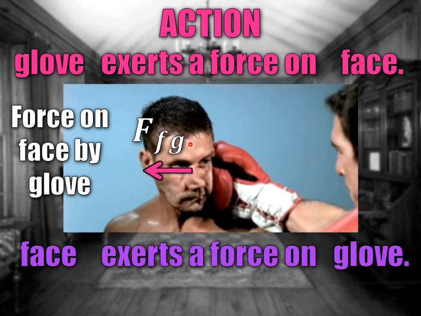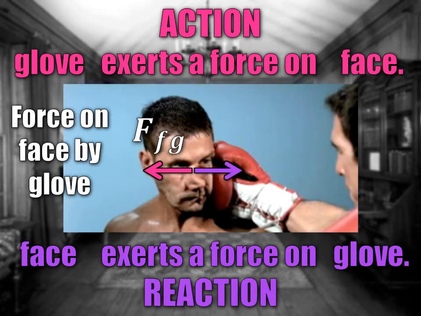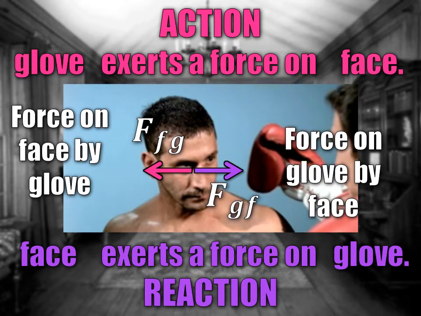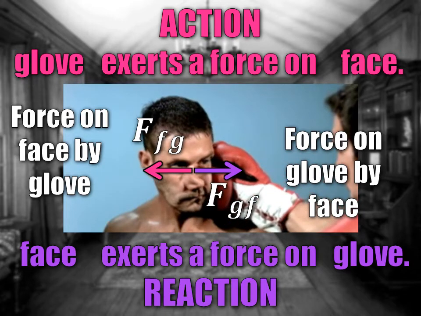Notice how this is written with subscripts. So we write the force on the face, the first letter is the one that it's on, and the second letter is the object that it's by. So this is the force on the face by the glove. That's the action. So what's the reaction? The reaction would be the flip of that. It would be FGF, or the force on the glove by the face. Here it is one more time. There's the action and the reaction.